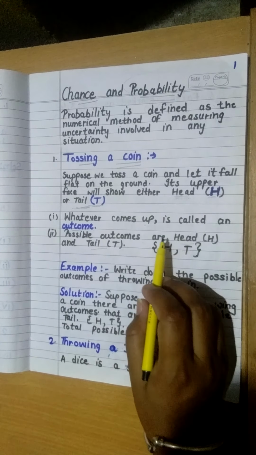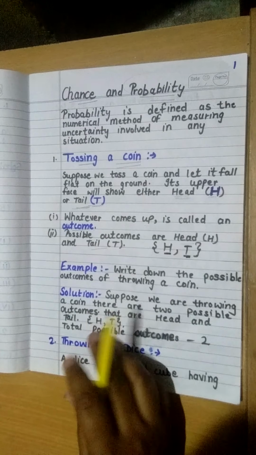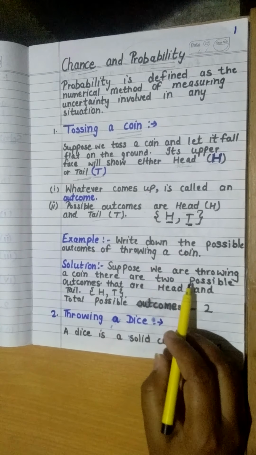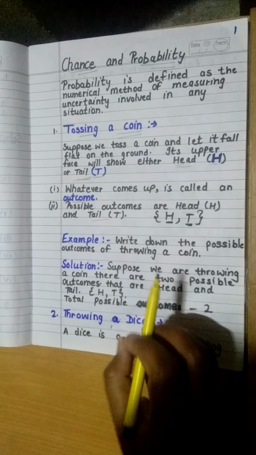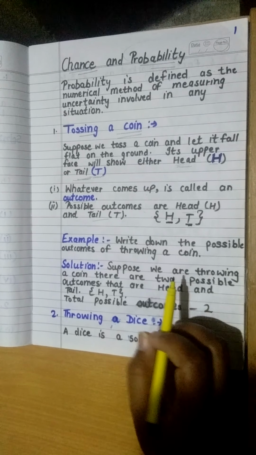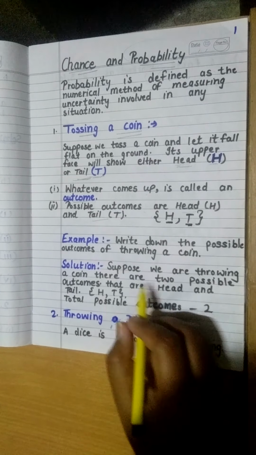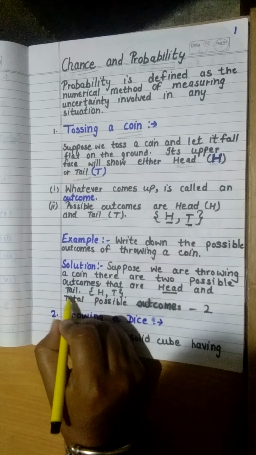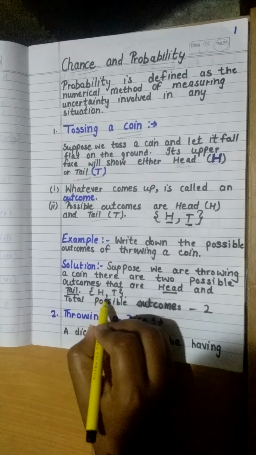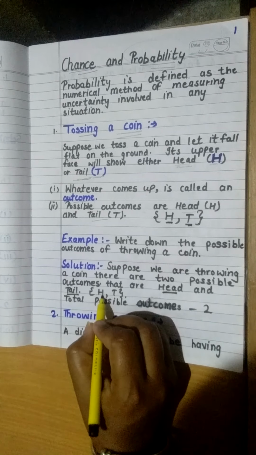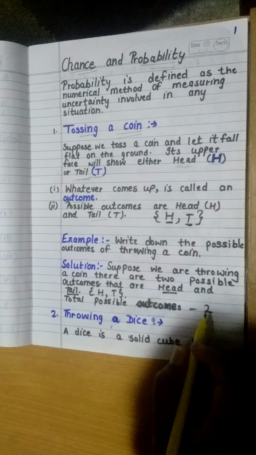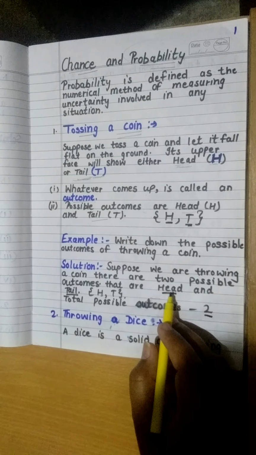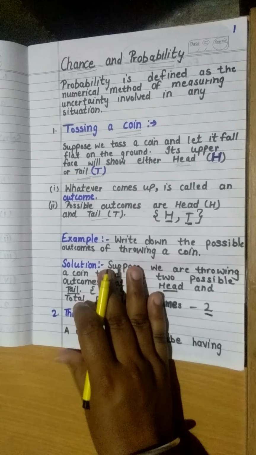For example, write down the possible outcomes of throwing a coin. And the solution is, suppose we are throwing a coin, there are two possible outcomes, that are head and the other one is tail. Means the sample space is H and T. H means head and T represents tail. So total possible outcomes are two, that are head and tail.